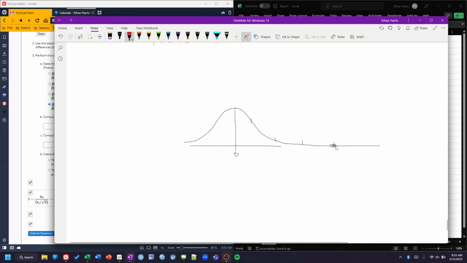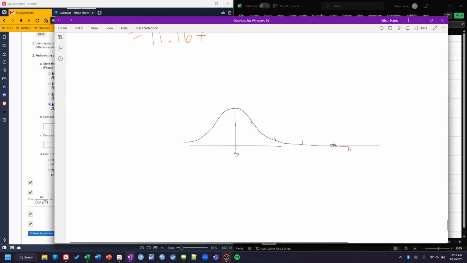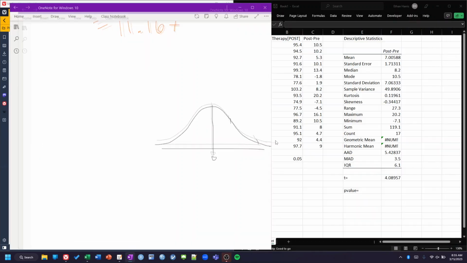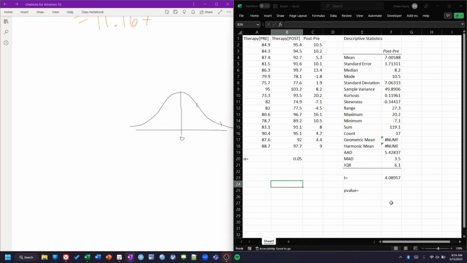Our p-value is this area under the curve right here. It's really small. There's not a lot going on, and we need to figure out how to get this area. Okay, with that being said, let's come back here to how we get our p-value.